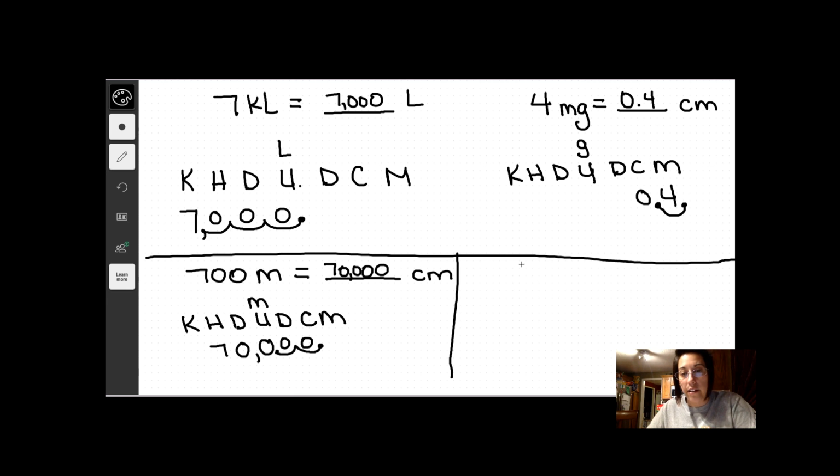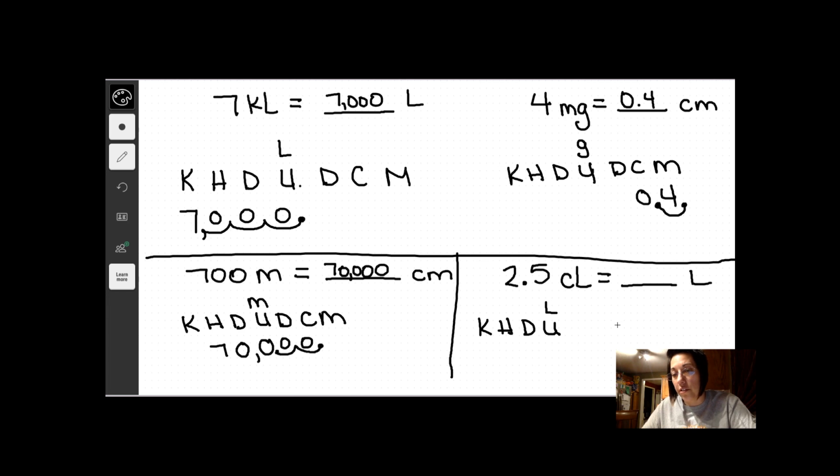Let's look at another practice here. If we have 2 and 5/10 centiliters, and we want to know how many liters that would be. We draw in King Henry died unusually. It's liters this time. Drinking chocolate milk. We have 2 and 5/10 centiliters.